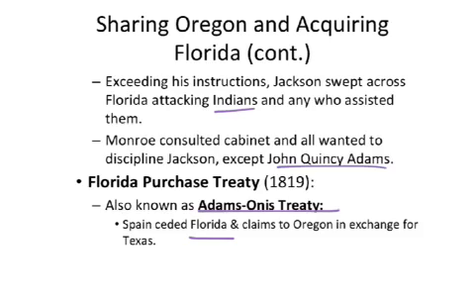Exceeding his instructions, Jackson continued to sweep across Florida, attacking Indians and any who assisted them. James Monroe consulted his cabinet, and all he wanted to do was discipline Jackson for his actions, except John Quincy Adams, who was Secretary of State. Instead, John Quincy Adams pushed the Florida Purchase Treaty in 1819, which is also known as the Adams-Onis Treaty. In this treaty, Spain ceded Florida and claims to Oregon to the United States in exchange for Texas.